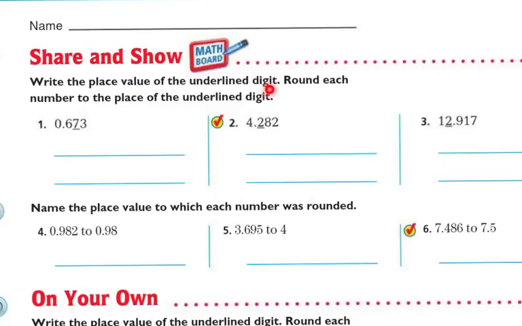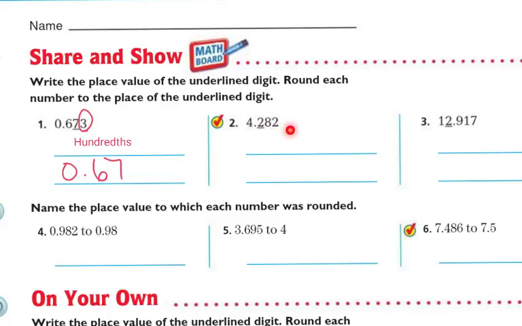Share and show. Write the place value of the underlined digit. Round each number to that place value of the underlined digit. So let's look at the underlined digit. The 7 is in the hundredths place. So as I'm looking, I have the 7 in the hundredths position and I have the 3. Does the 3 have enough power to change the 7 to an 8? It does not, because it's less than 5. So my answer is going to be 67 hundredths.